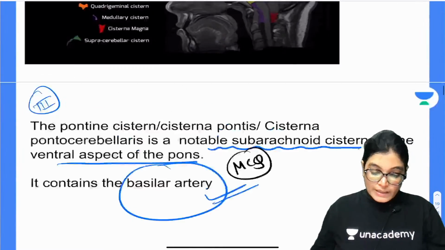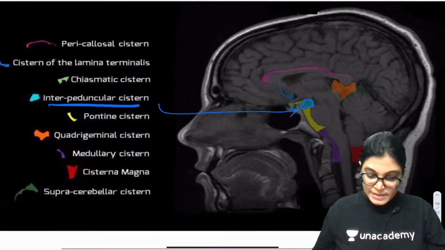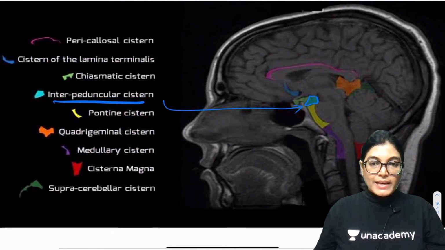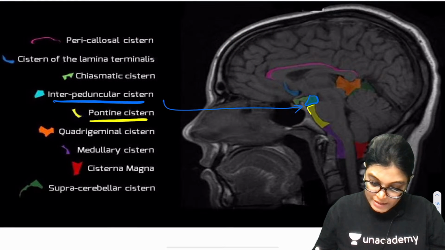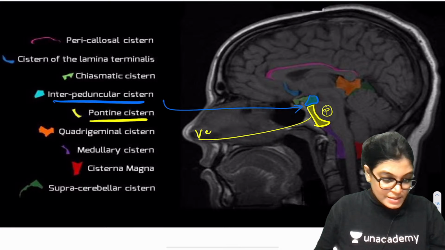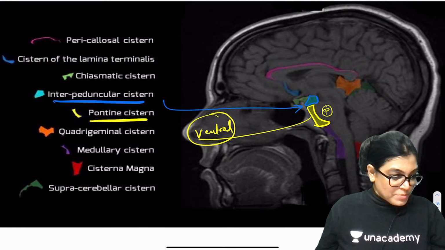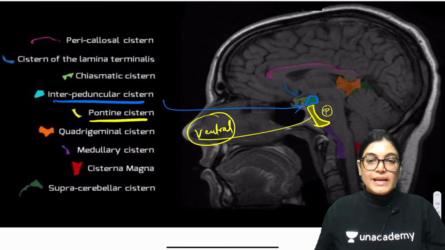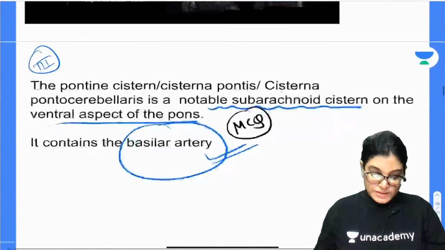Now, the pontine cistern. As you can see here, if I highlight this diagram again, you can clearly appreciate the pontine cistern shown in yellow. This is the pontine cistern and this is exactly the location. This structure, P, is for pons. You can see the pontine cistern lying on the ventral aspect of the pons. Are you understanding, everyone? Please let me know. So the pontine cistern, containing the basilar artery, lies on the ventral aspect of the pons.